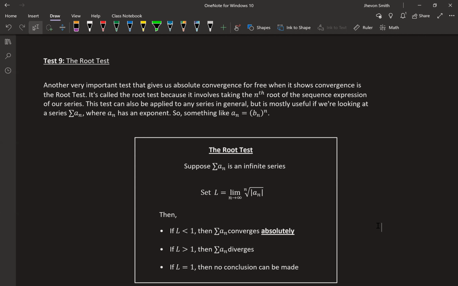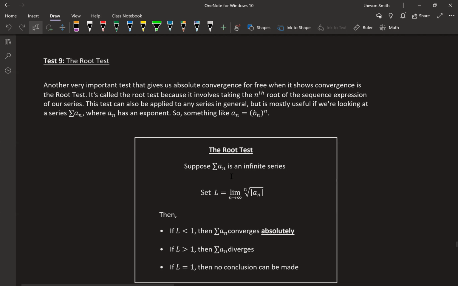So you would never actually do both the ratio and the root test for a single problem. It's because it's going to be a waste of time. There are other times where you might have to use several different tests to attack a single problem, but you're never going to use test 8 and test 9 in conjunction because they're both going to give you exactly the same kind of conclusion. So that's one thing that you do want to be aware of.